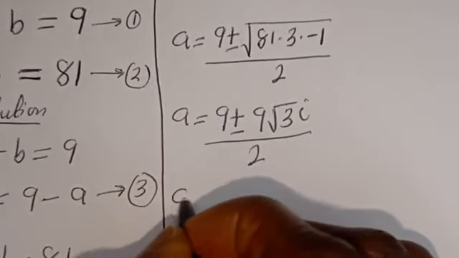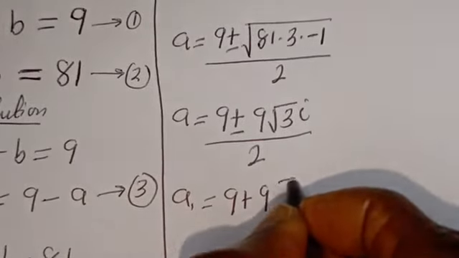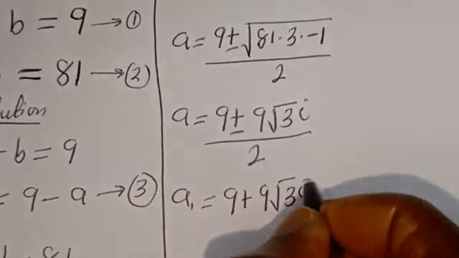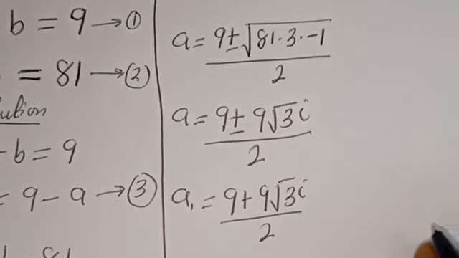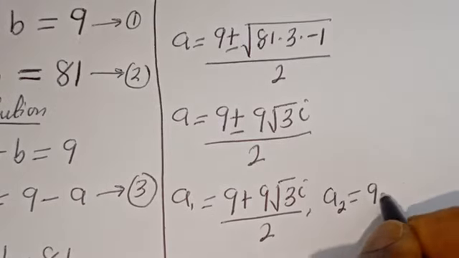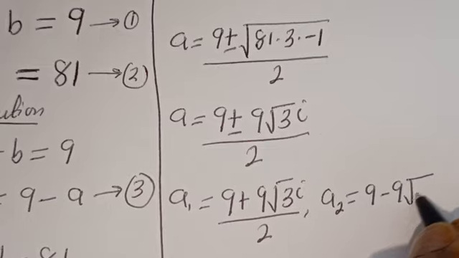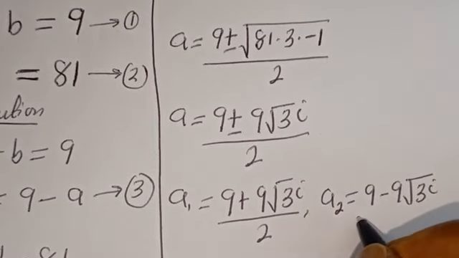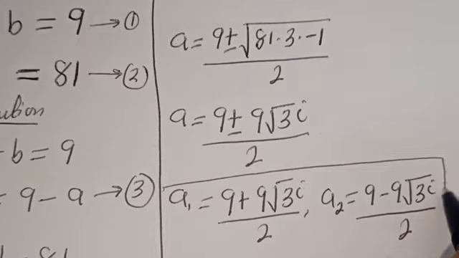Now, a1 is equal to 9 plus 9 root 3 i divided by 2, and a2 is equal to 9 minus 9 root 3 i divided by 2. These are the values of a.